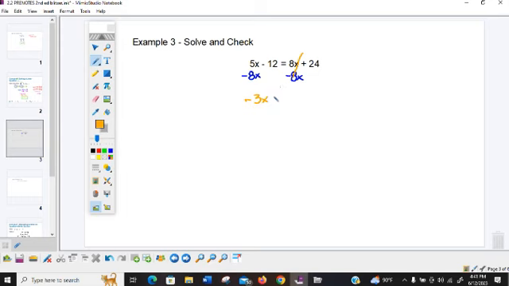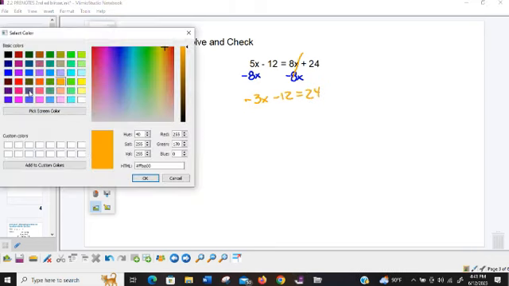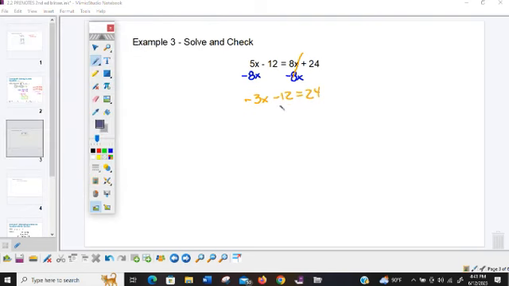So I'm going to bring down my negative 12, bring down my equals, and bring down my positive 24. I have negative 3x minus 12 equals 24. Now it looks just like the last problem that we did. The x is on the left. Let's move the numbers to the right.